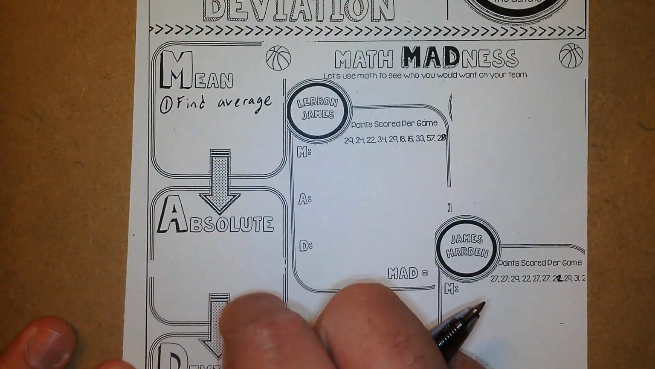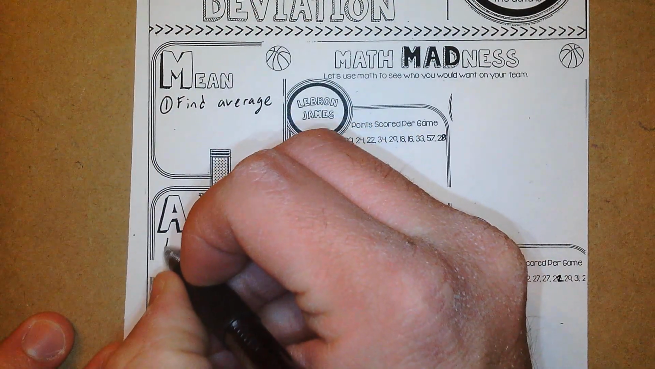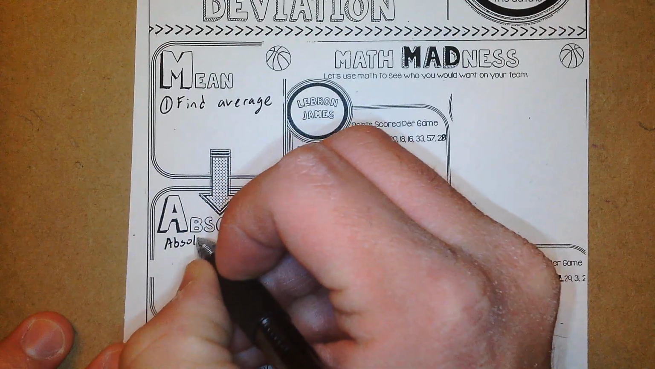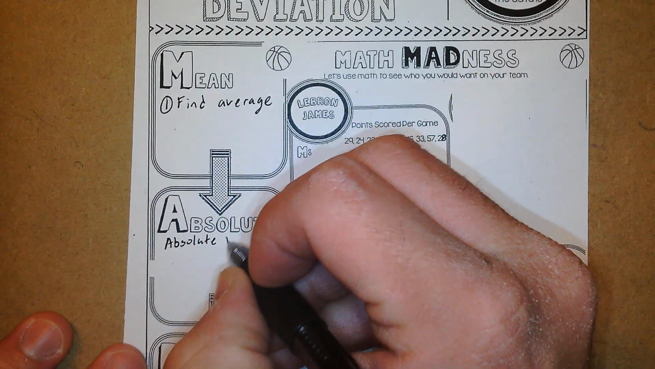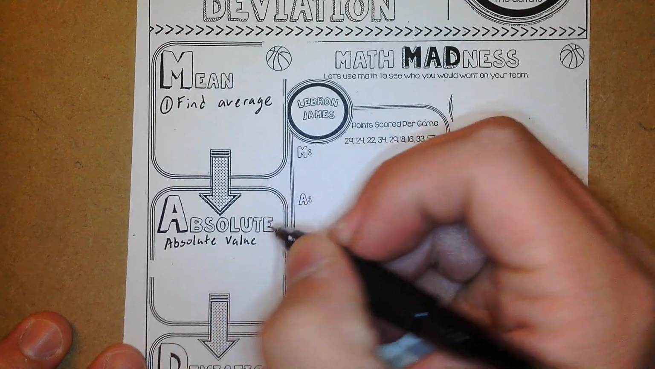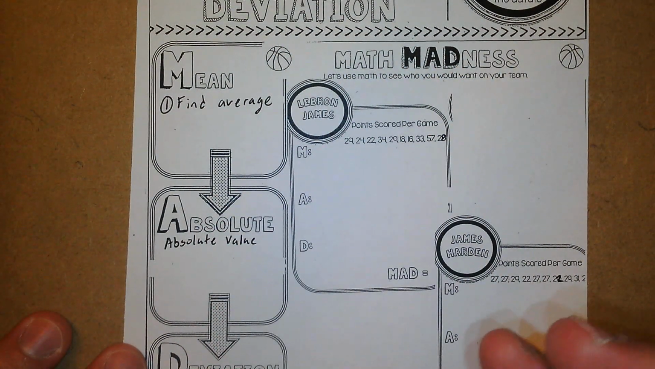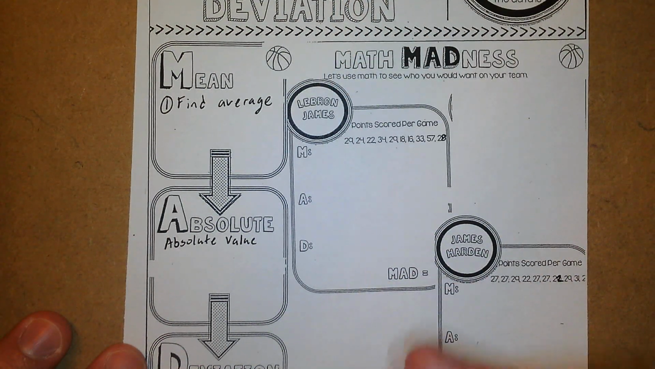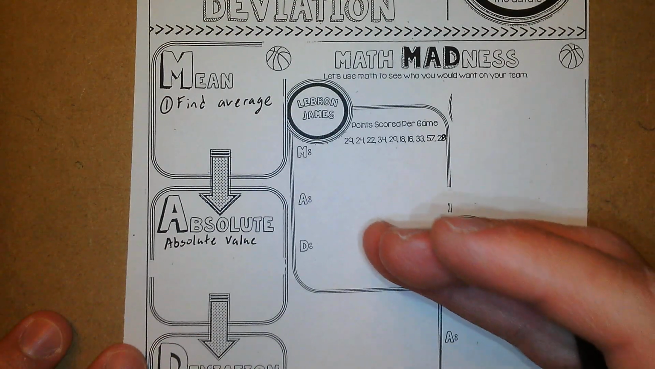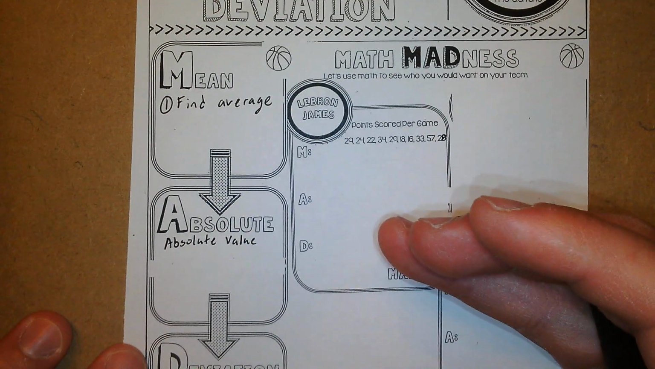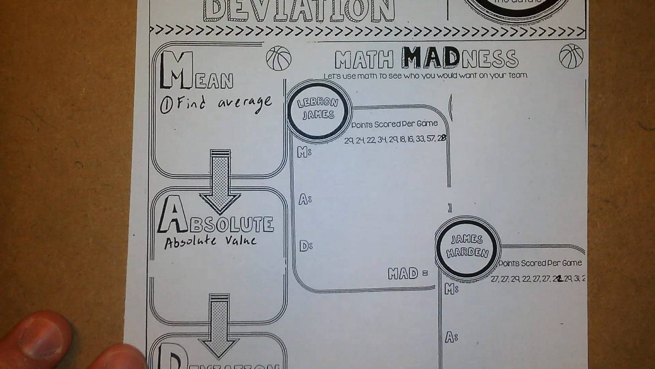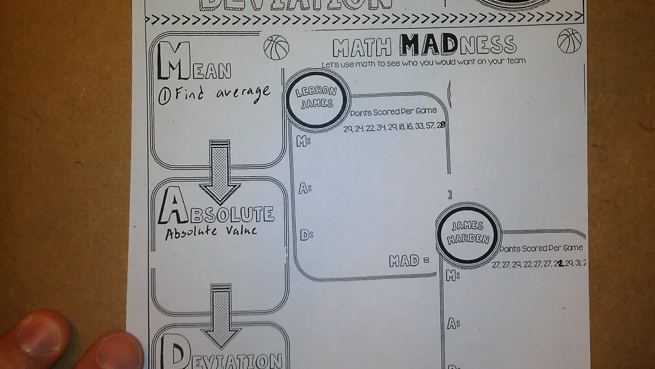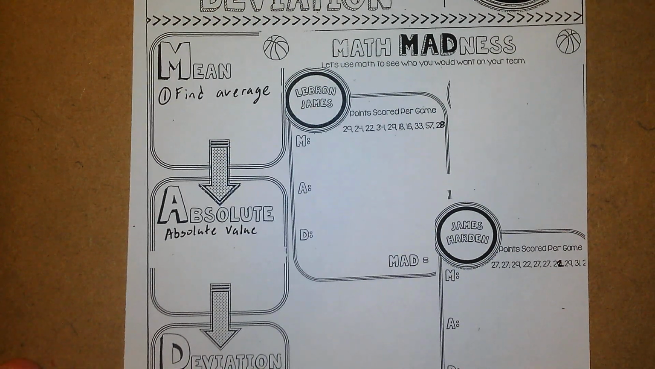Then what the absolute means is that we take the absolute value. For those who might not know, the absolute value means the positive. If I take 5 minus 7, I get negative 2. Well, the absolute value of negative 2 is positive 2. So absolute value always takes the positive part of the number. It doesn't matter if it's negative or not, we always take only the positive.